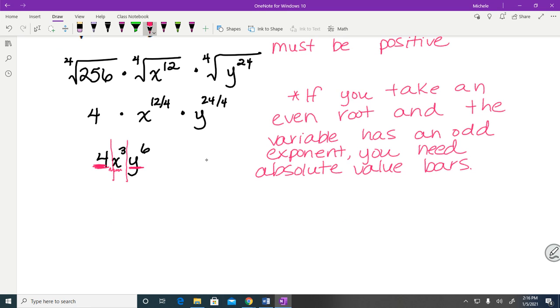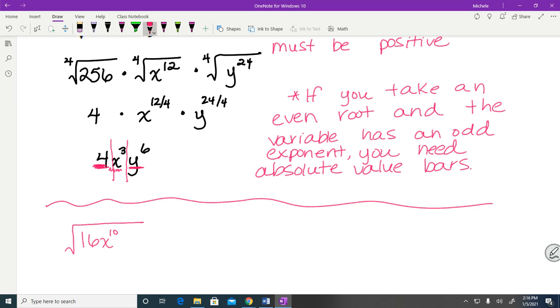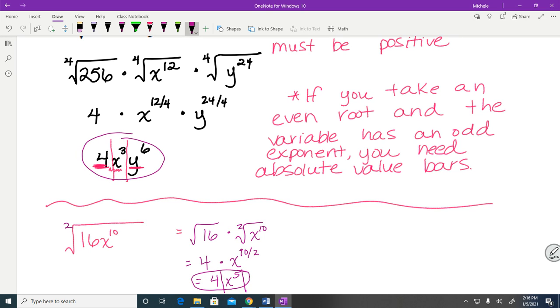So let me show you another one where that happens. Let's say I was going to take the square root of 16 x to the 10th. I would get 4. Oh, wait, I forgot to divide it up. Sorry, skipping ahead. That's the same as the square root of 16 times the square root of x to the 10th. The square root of 16 is 4. The square root of x to the 10th is x to the 10 over 2, which is 5. So 4 times x to the 5th. So I took an even root, and I got something that had a variable with an odd exponent, so I need absolute value bars around the x to the 5. So here's my answers for those two problems.